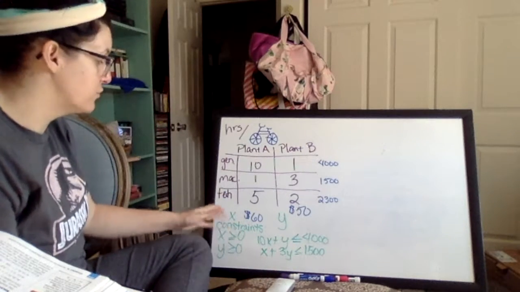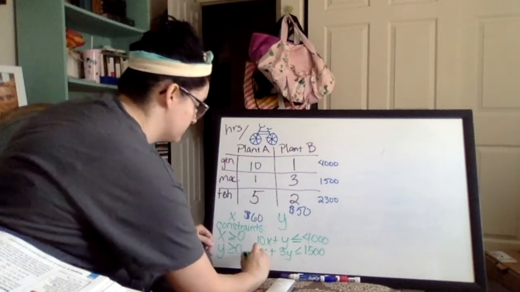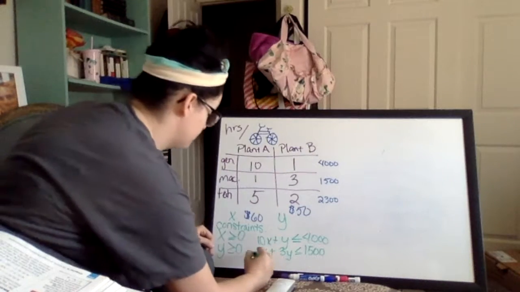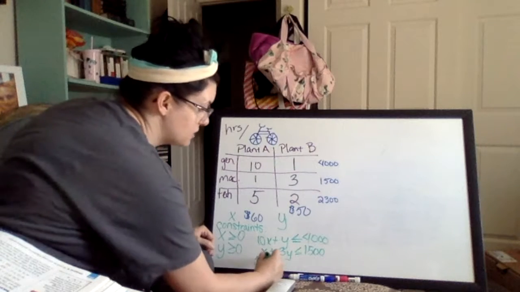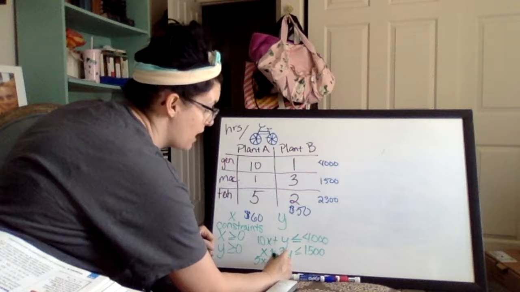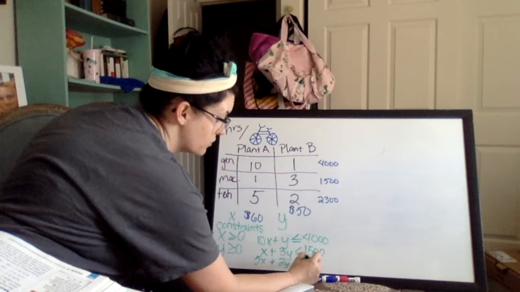And then lastly, for our technical labor, 5x, can you see the bottom? Yeah. 5x plus 2y must be less than or equal to 2,300.